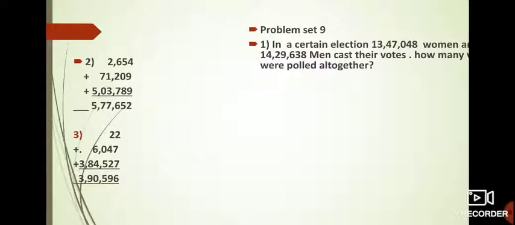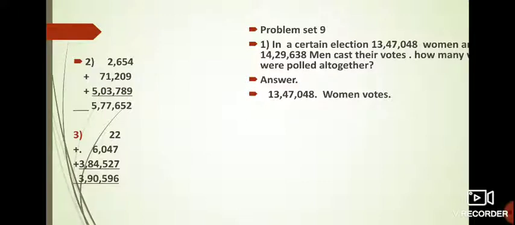Now we will see the same addition examples based on the word problem, students. So in problem set 1, in a certain election 13,47,048 women cast their votes and 14,29,638 men cast their votes. How many votes were polled altogether is the question. Now we will see the answer, students. So first of all here what we have to do, total altogether they told. Altogether means addition we have to do. How many women are there?